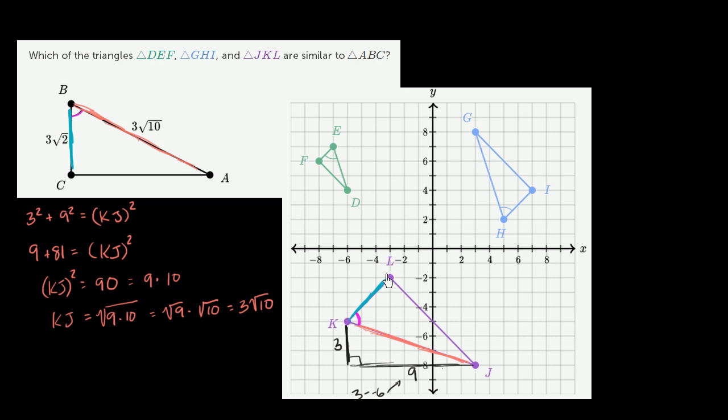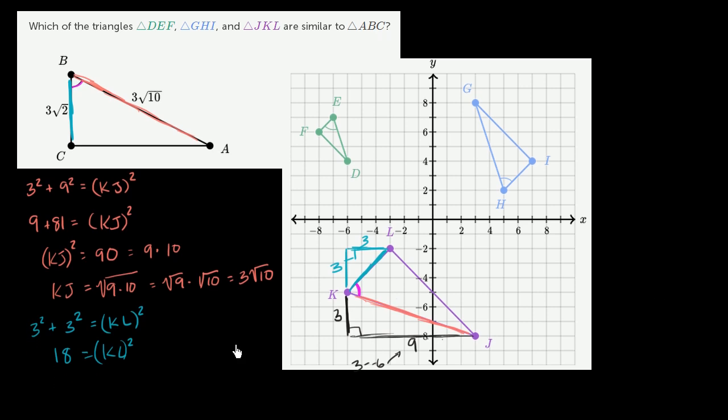Now let's do the same thing for KL. For KL, we could set up another right triangle right over here. Its height is 3, and its width is 3. So we could write 3 squared plus 3 squared is equal to the length of KL squared. This right over here, 18, is equal to KL squared. And if you take the square root of both sides, 18 is, of course, 9 times 2.